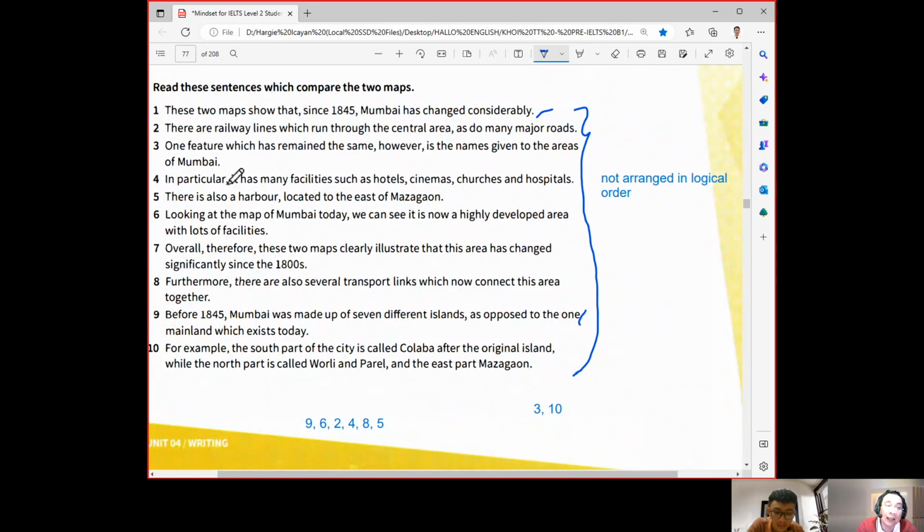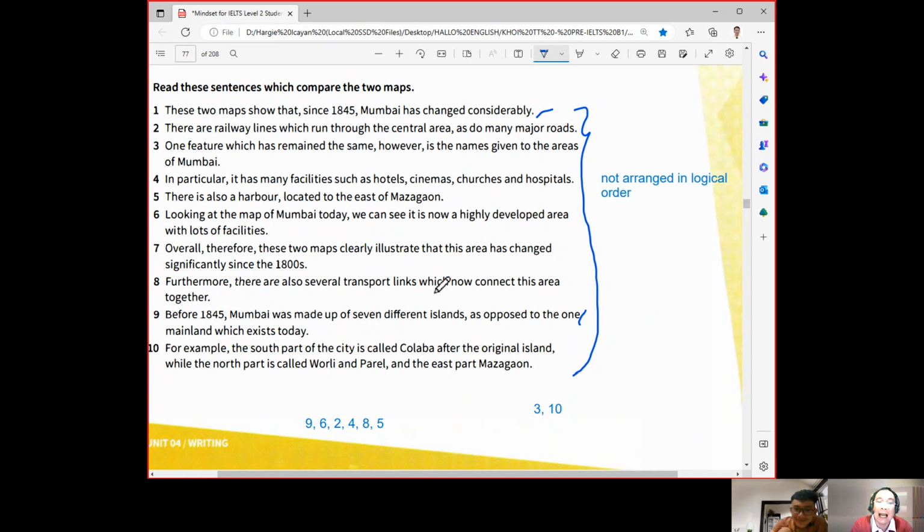"In particular, comma, it has many facilities such as hotels, cinemas, churches, and hospitals." So we use the phrase "in particular". Every cohesive device that we have, make sure to put a comma, to connect the idea in the paragraph and arrange it in a logical way. So that's the clue, the comma.